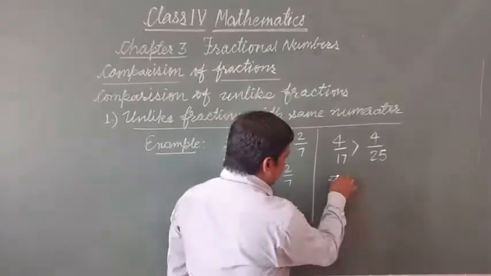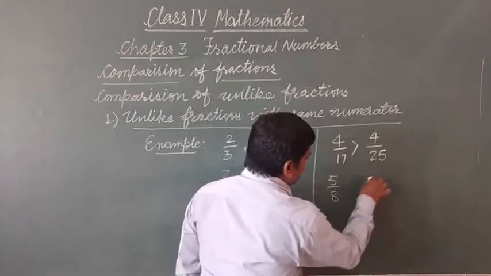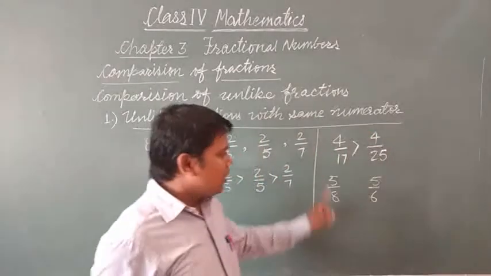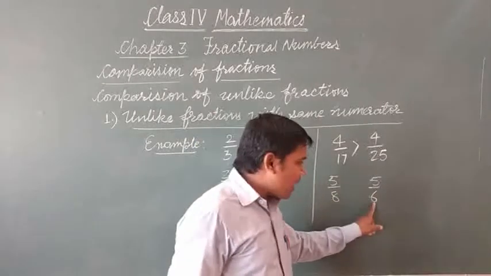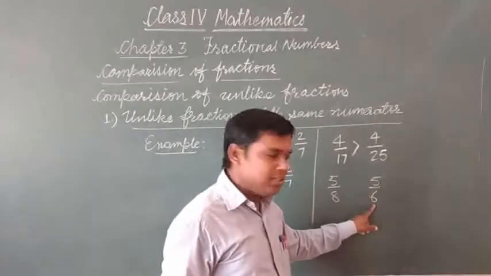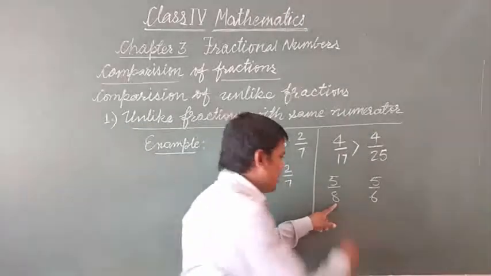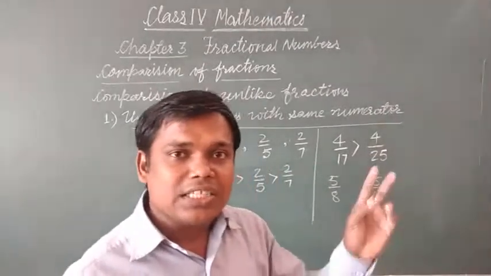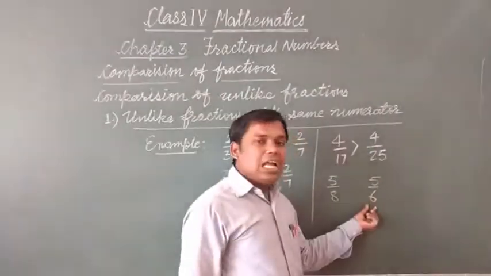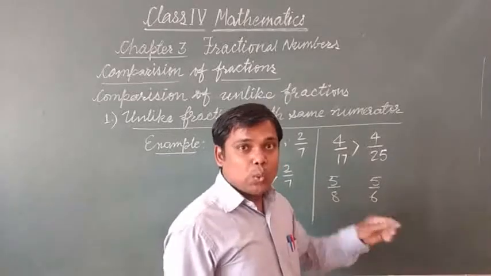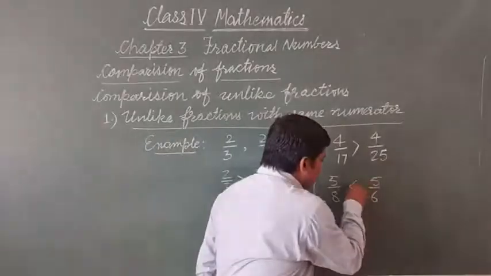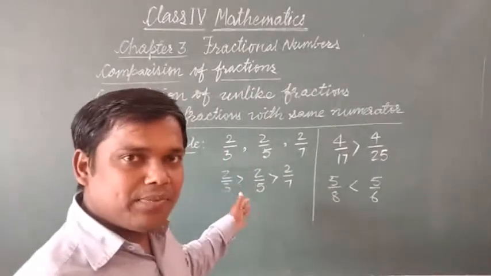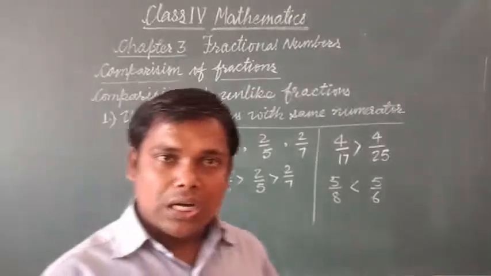Another example, 5 by 8 and 5 by 12 or 5 by 6. In this case, this fraction has 6 as denominator and this fraction has 8 as denominator, and in both cases the numerators are the same. So the fraction having the smaller denominator will be greater. So in this case 5 by 6 will be greater than 5 by 8. It is quite easy to understand and I hope you understood also.